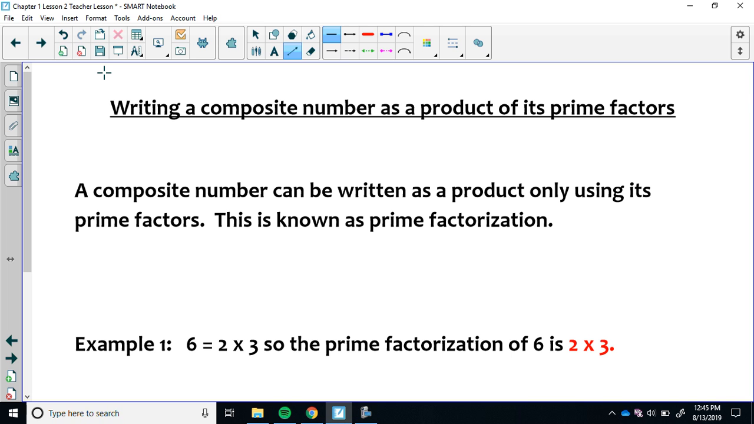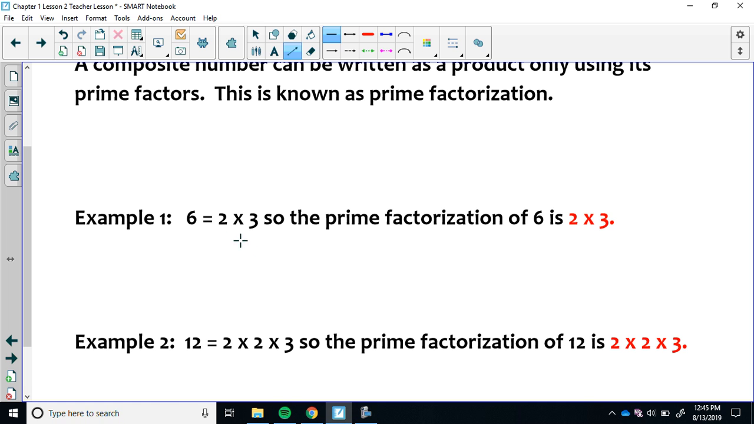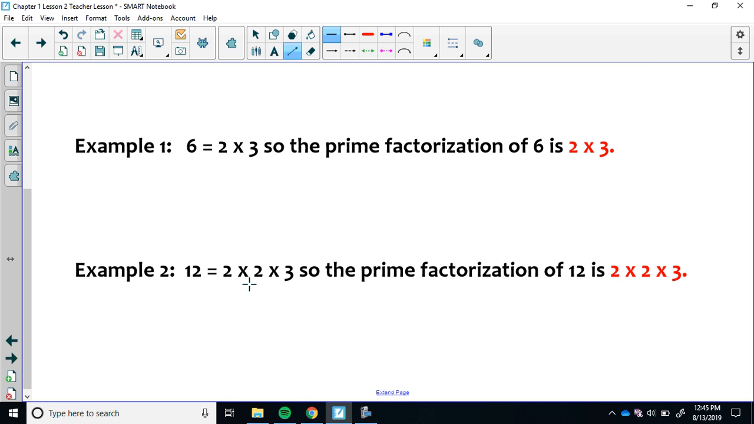Writing a composite number as a product of its prime factors. A composite number can be written as a product only using its prime factors. This is known as prime factorization. Example 1. If I take the number 6, and I figure out two numbers that multiply together to equal 6, you have 2 times 3. So the prime factorization of 6 is 2 times 3. Example number 2, 12. 2 times 2 times 3. So the prime factorization of 12 is 2 times 2 times 3.